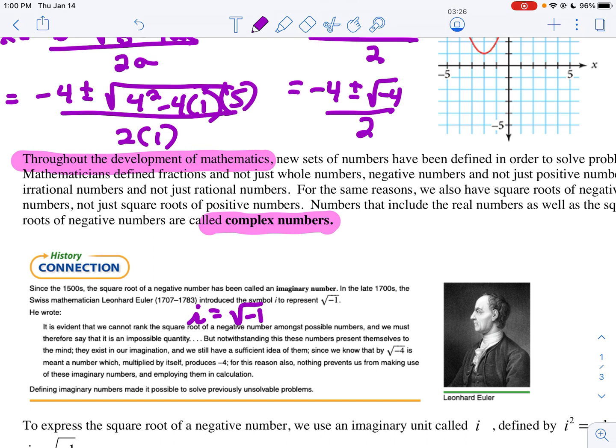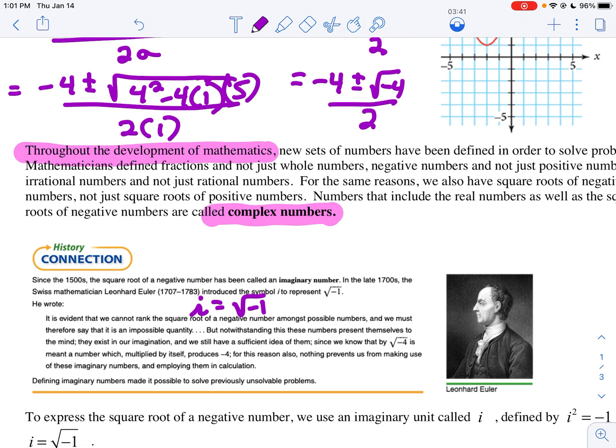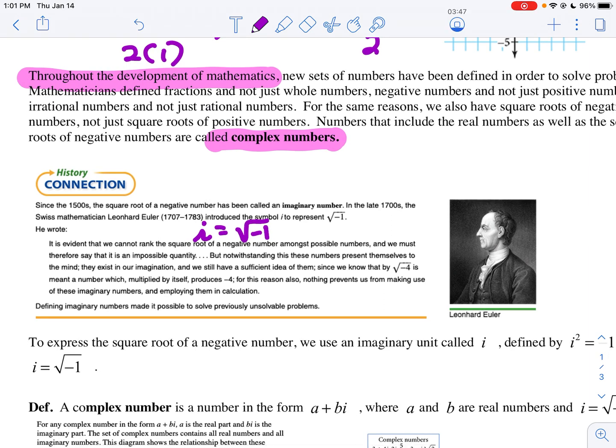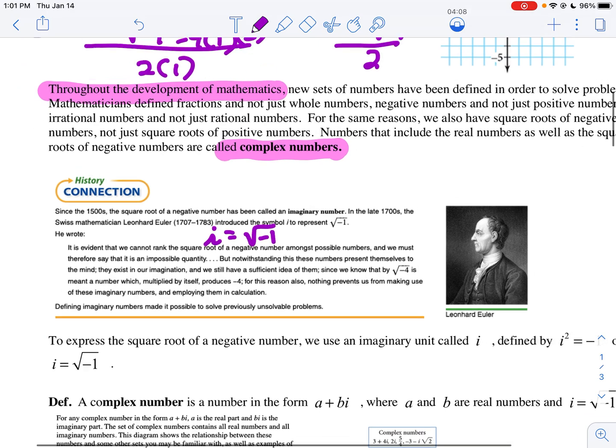He wrote, "It is evident that we cannot rank the square root of a negative number amongst possible numbers, and we must therefore say that it is an impossible quantity. But notwithstanding this, these numbers represent themselves to the mind. They exist in our imagination, and we still have a sufficient idea of them. Since we know that by square root of negative 4 is meant a number which multiplied by itself produces negative 4, for this reason also nothing prevents us from making use of these imaginary numbers and employing them in calculation. Defining imaginary numbers made it possible to solve previously unsolvable problems."